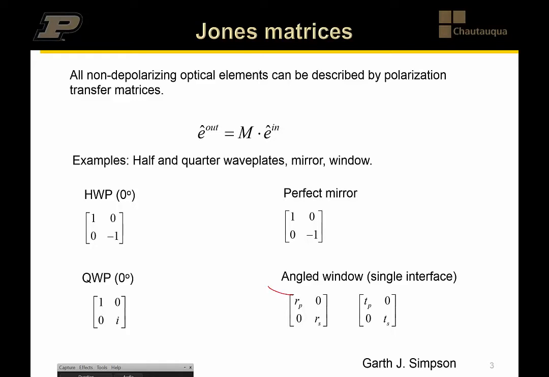Okay, Jones matrices allow you to convert. They are polarization transfer matrices. You can think of these just like any other transfer matrix. You put something in, you get something out.